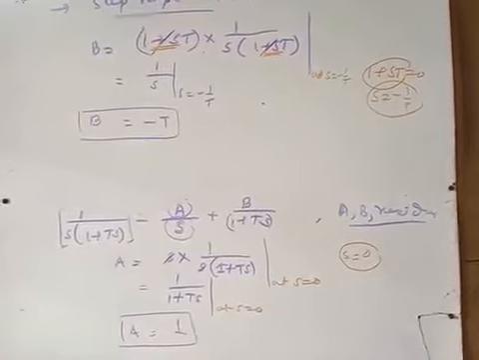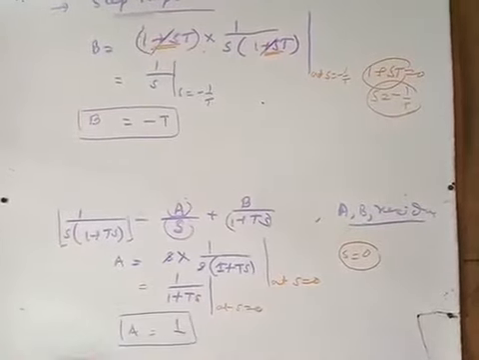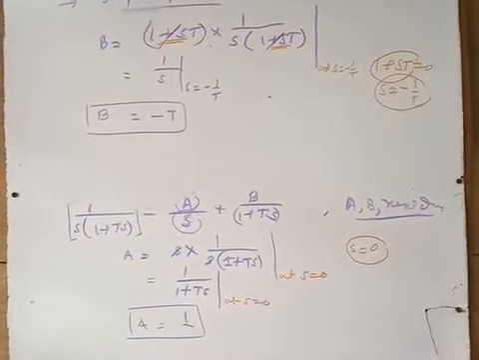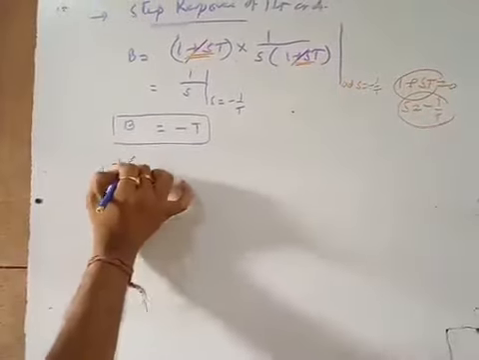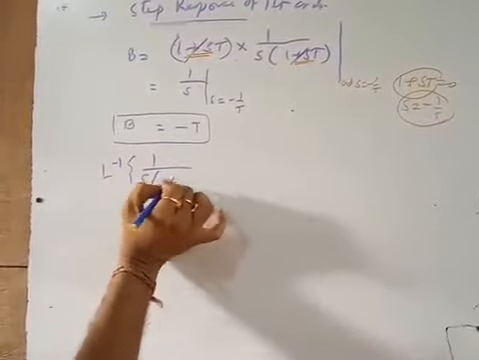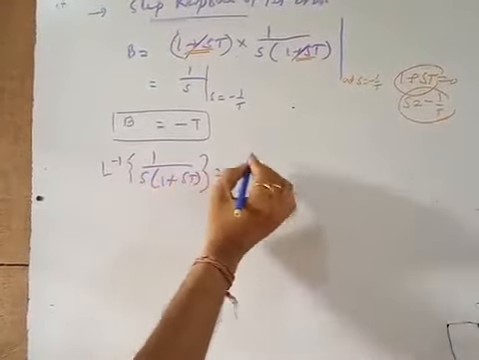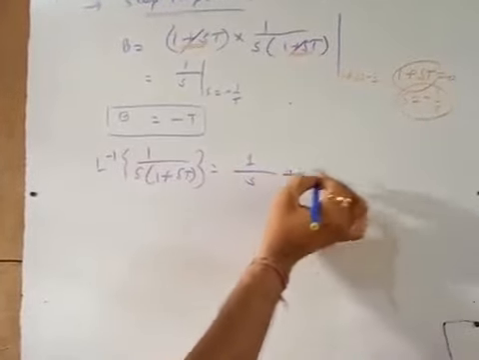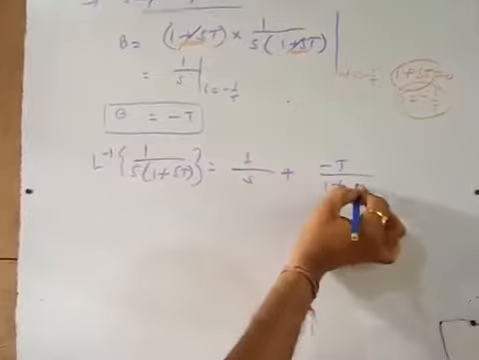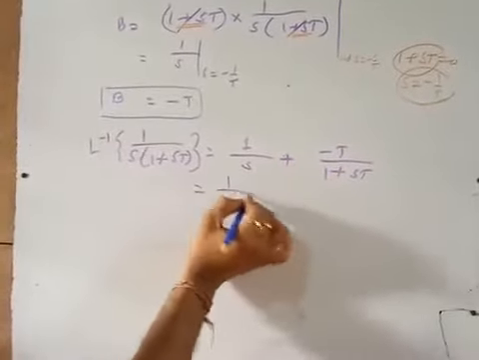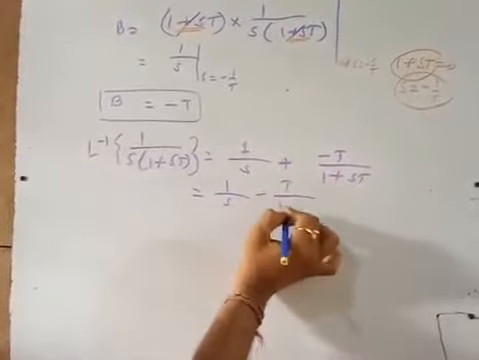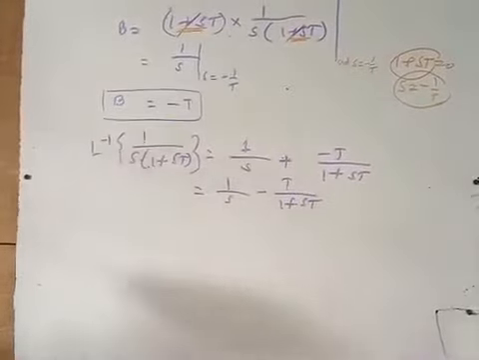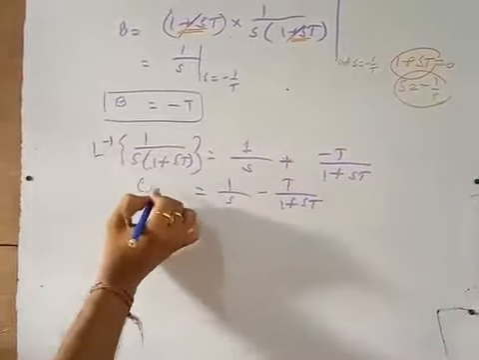So you get the value of A and B. Once you get the value of A and B, the total function will be the Laplace inverse of 1 by S into 1 plus ST, which equals A by S plus B by 1 plus ST. A means 1 by S, B means minus T by 1 plus ST. That is, you can write minus T by 1 plus ST. So what is this? This is actually your CS.